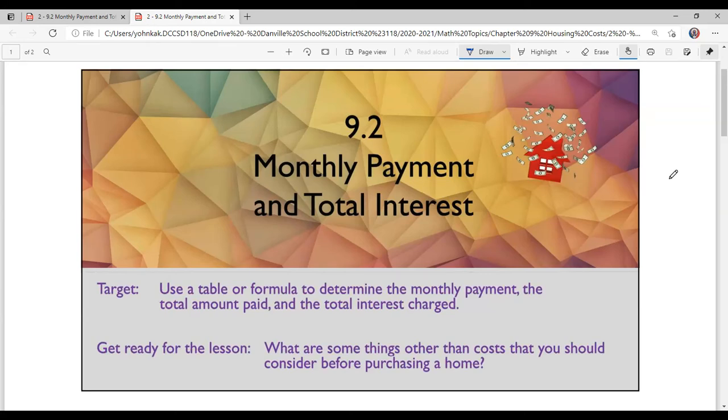Hey kids, welcome to section 9.2, monthly payment and total interest. Today we're going to learn how to use a table and a formula to determine the monthly payment, the total amount paid, and the total interest charged.